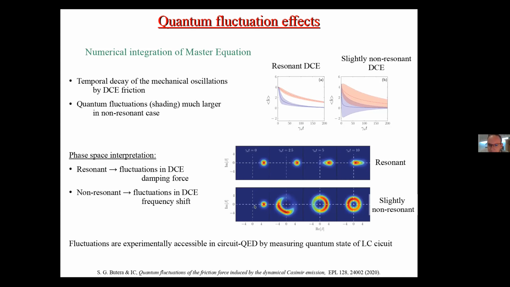As you can see in this plot, where for different times from the beginning, one starts from a coherent state. At late time, the phase of this B field, which is the harmonic oscillator, has completely decohered and has become a completely random phase. Which shows the kind of unexpected effects for us, that the quantum fluctuations of the dynamical Casimir emission can have a very important role in determining the dynamics of the oscillator which suffers this damping force.